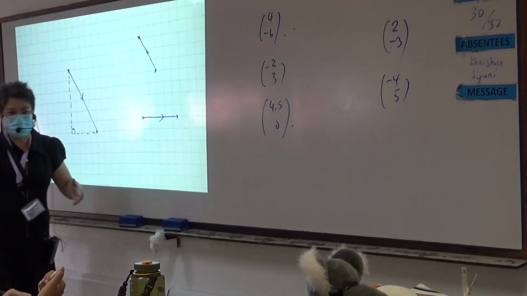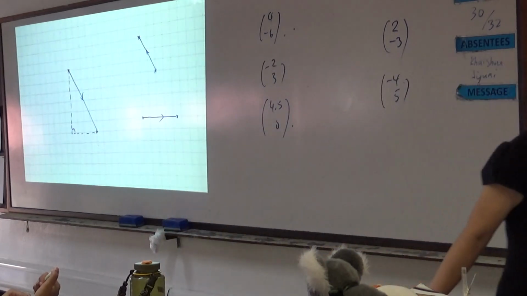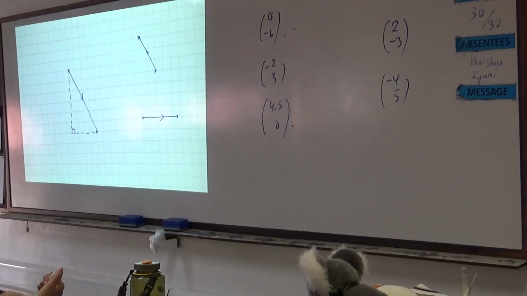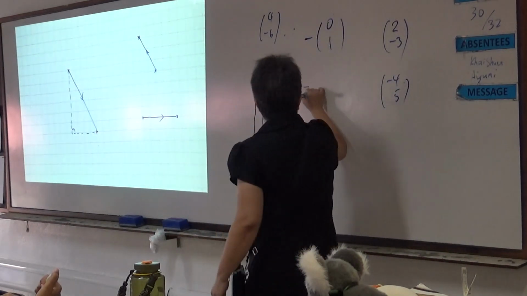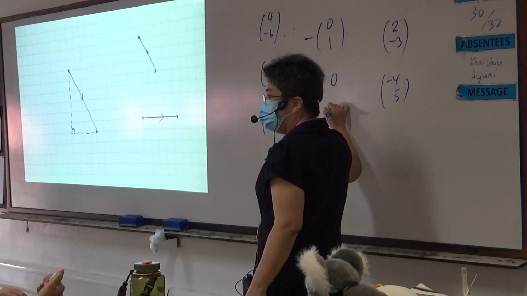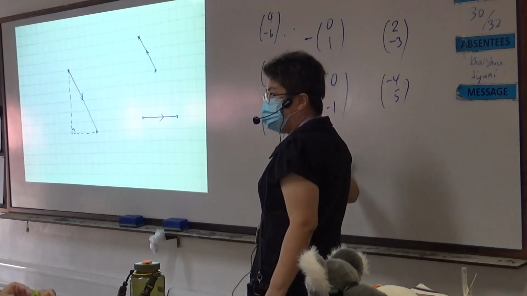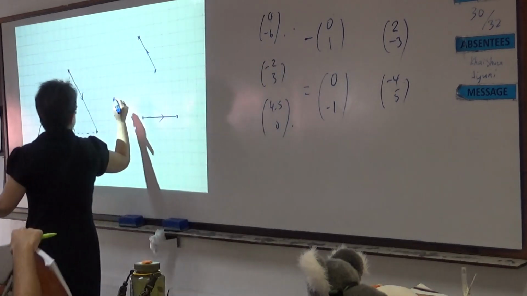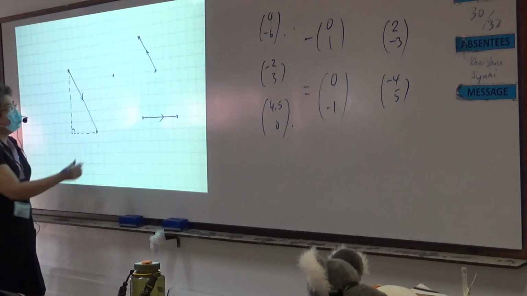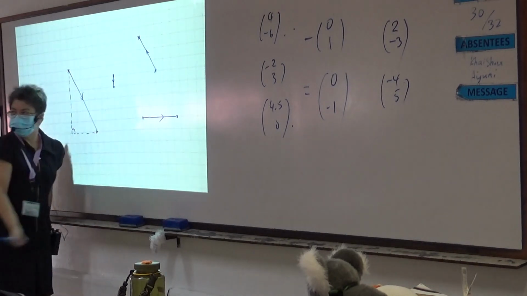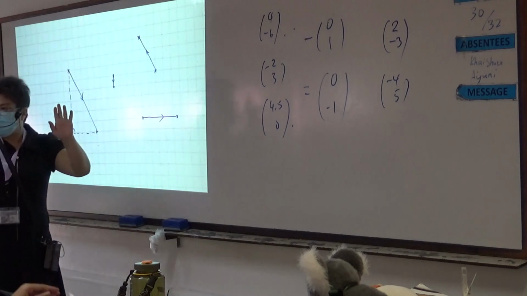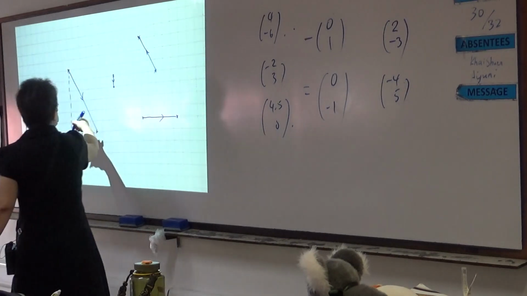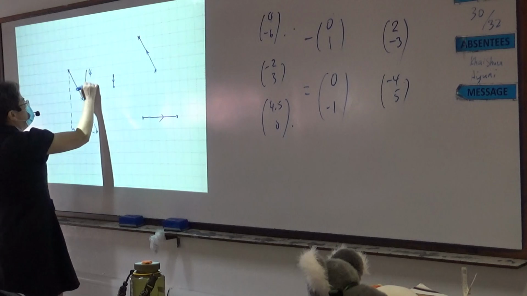Everybody okay? The last vector that I have is (0, -1). What does it mean? 0, negative 1, right? So I don't move sideways, then I move down one space. So like that only. Understand what I'm talking about? Everybody okay?